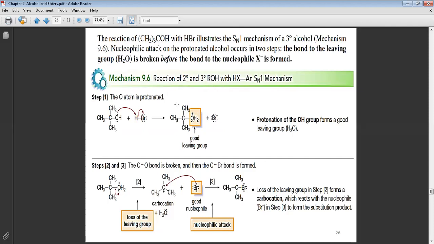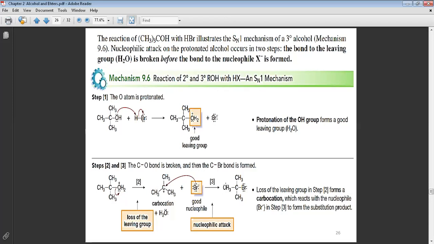Now, what is the other way? The other way is to remove, to leave the OH2 group, to give you a carbocation. Now this carbocation is stable. Yes, it's stable. Why? Because it is a tertiary carbocation, with a full positive charge. And the nucleophile is easy to attack the carbocation to give you the product.